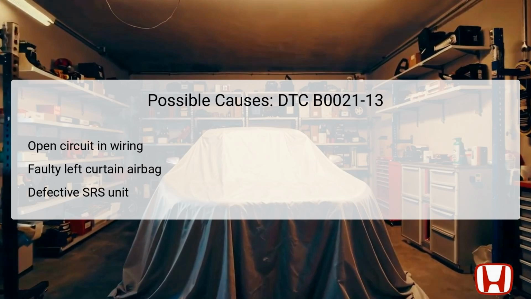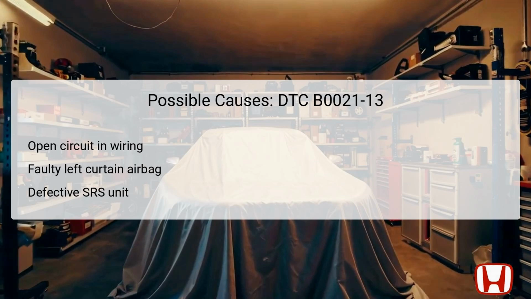There are several potential causes for DTC B0021-13 that technicians should be aware of. The first possible cause is an open circuit within the wiring that connects the left side curtain airbag to the SRS unit. This could happen due to wear and tear, accidental damage, or improper installation. A second possibility involves an actual fault in the left side curtain airbag itself, which may have experienced failure during operation. Lastly, the SRS unit may also be defective, leading to erroneous voltage detection and the illumination of this DTC.